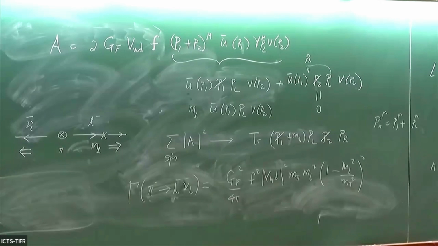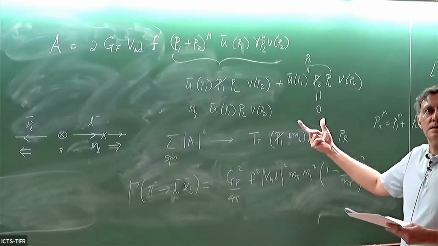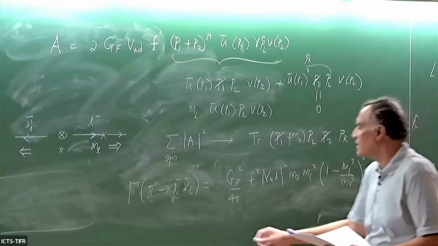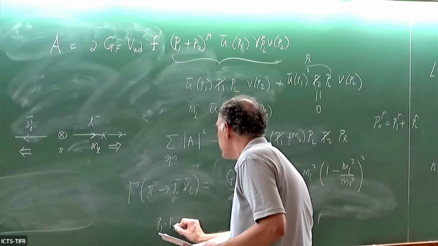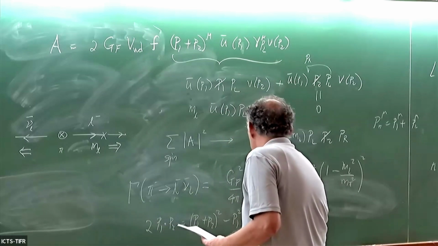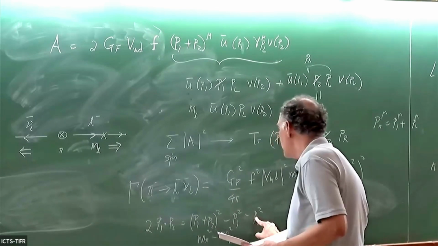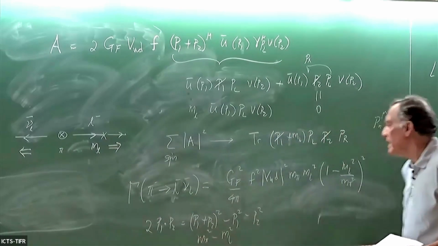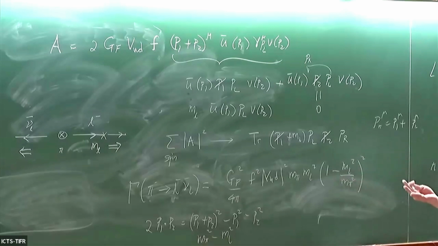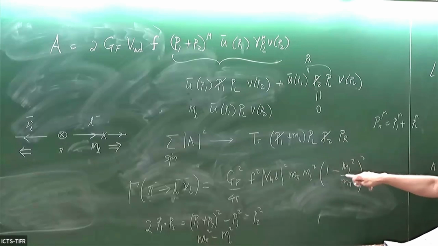You just have to do these traces, and you'll get P1 dot P2. For example, 2 P1 dot P2 would be (P1 plus P2) squared minus P1 squared minus P2 squared. And (P1 plus P2) squared is m pi squared. P1 squared is m_l squared, and the neutrino is 0. So now you factor out an m pi, and you just have to do the phase space. The phase space is governed by m pi and m_l. So it's coming from the phase space and this trace. So that's also where this second factor comes in.